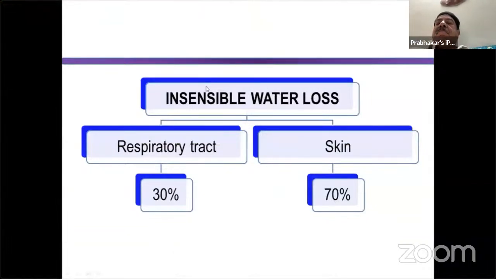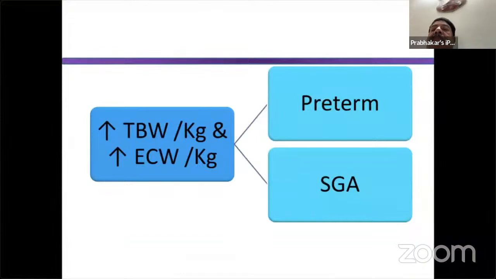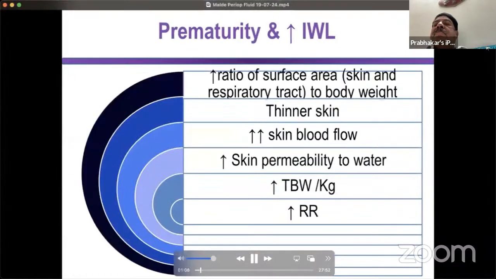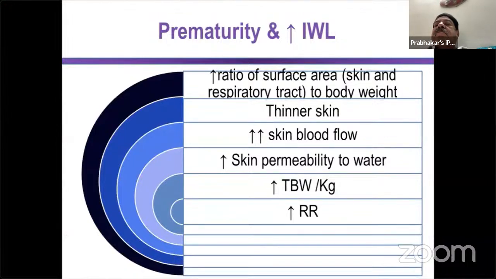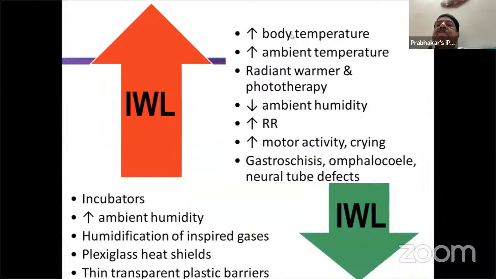The insensible water loss occurs through the skin and the respiratory tract. In the preterm baby, and the baby small for gestational age, there is an increase in the total body water and extracellular water. With prematurity, again, because of multiple reasons like an increase in the ratio of the surface area to respiratory tract, thin skin, increased skin blood flow, increased skin permeability, increased total body water, and increased respiratory rate, the insensible water loss is quite high. If there is an increase in the body temperature, ambient temperature, etc., then it will increase.